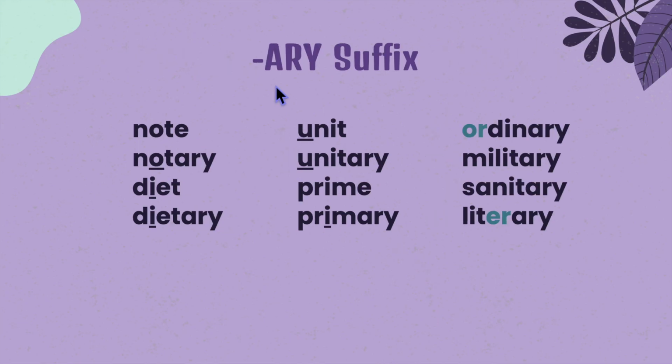We should also be aware of words that end in the ARY suffix, which is pronounced with a long A. So this is airy. Here we have the root note, where the E makes the O have its long sound. We add the suffix and we have notary. Even though we drop the E before adding the suffix, the O keeps its long sound. Here we have diet with a long I, and we add airy and it becomes dietary. Here we have unit. We can add the airy suffix, unitary. Prime, we drop the E and we still keep the long I sound, primary.